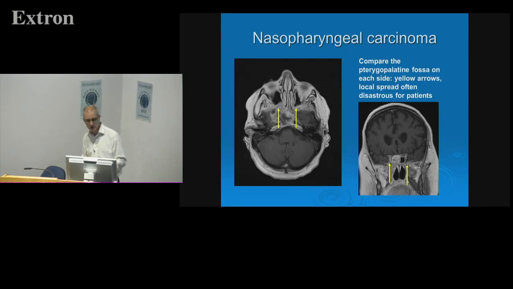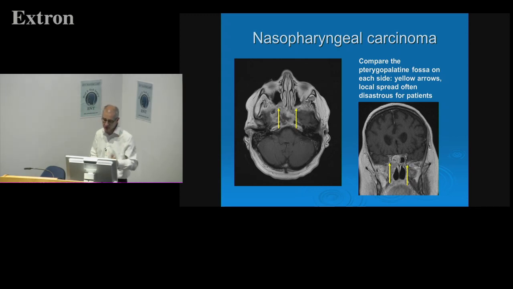Spot the deliberate mistake. I show this because it's quite a nice example of why you need fat saturation, okay? I don't think it's very obvious until I put a dirty big arrow there that the pterygopalatine fossa is clearly invaded there. And therefore, by definition, what we're saying earlier is going into the orbital apex.